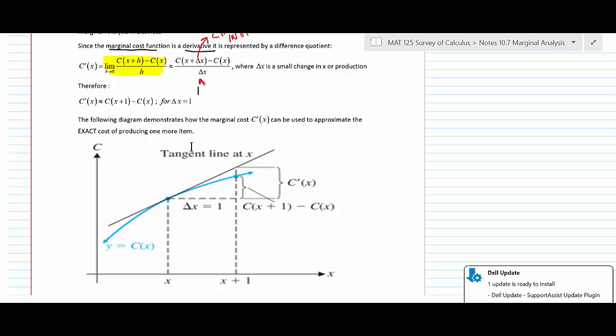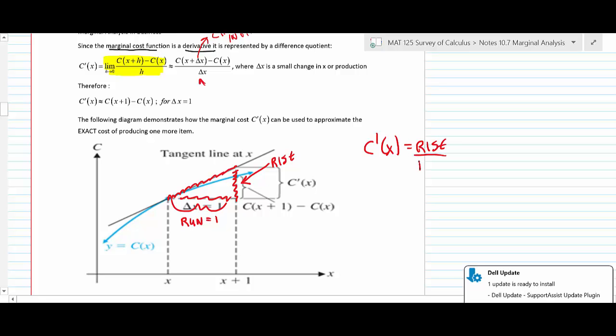This is the part you've got to try to wrap your head around a little bit. Right here you would have a rise over a run. That rise would be some number, and that run, right here, is going to be 1, because we're moving out one more production level. So if C prime of X is rise over run, and the run is 1, then it's just equal to the rise.